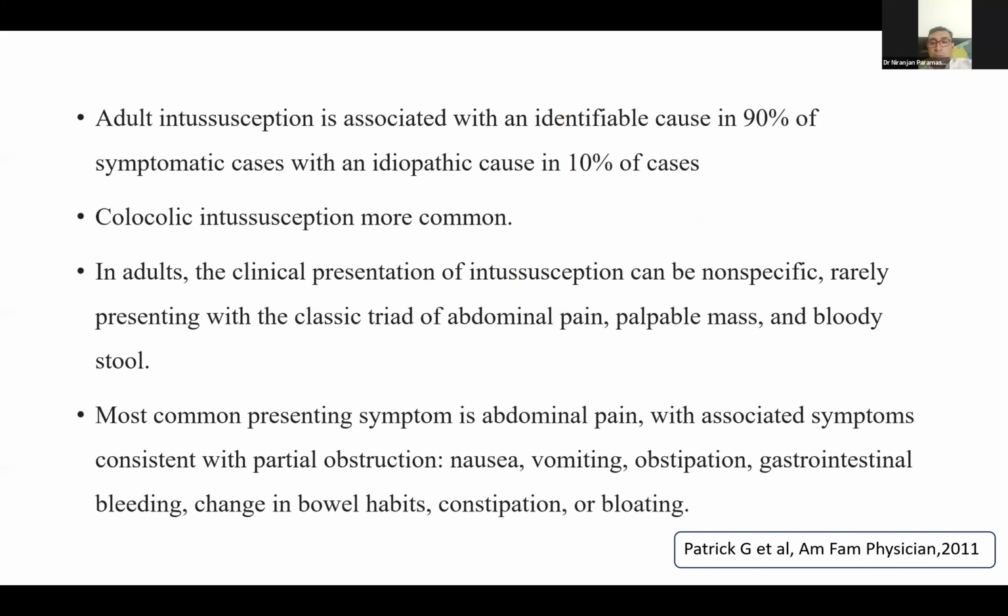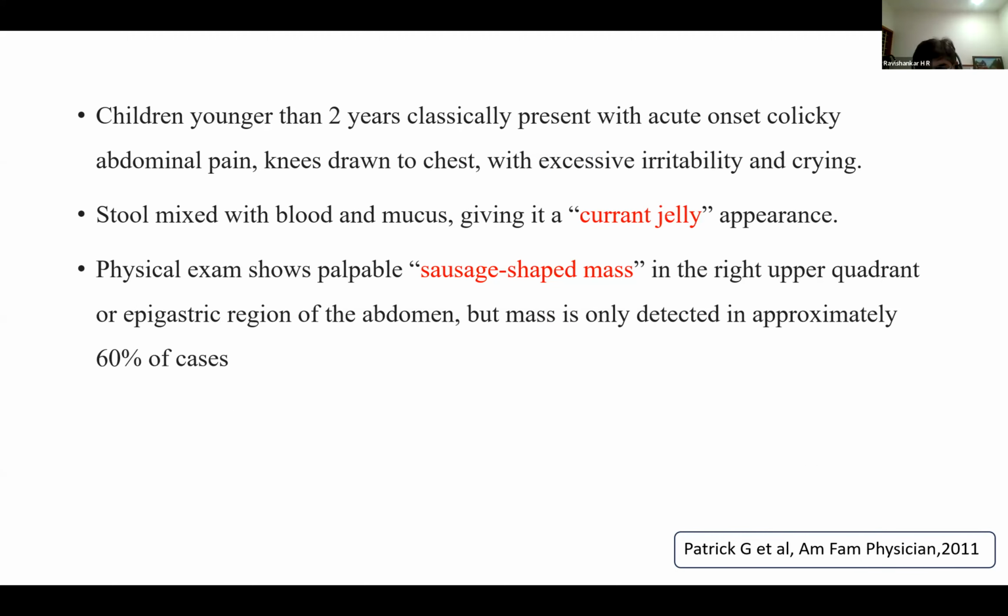Ravi Shankar sir, you're asking something? Why can you only detect this sausage-shaped mass in only 60% of the kids? Think about that, Praveen. Anybody else? Nikita? Sanya?